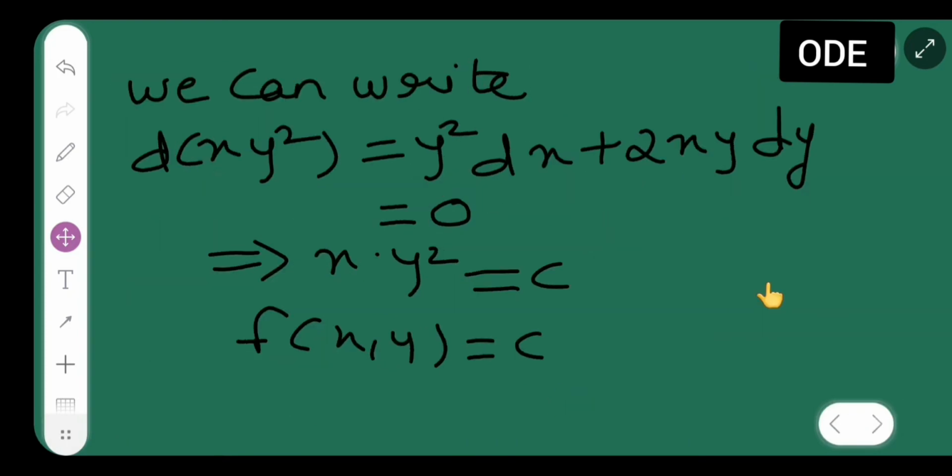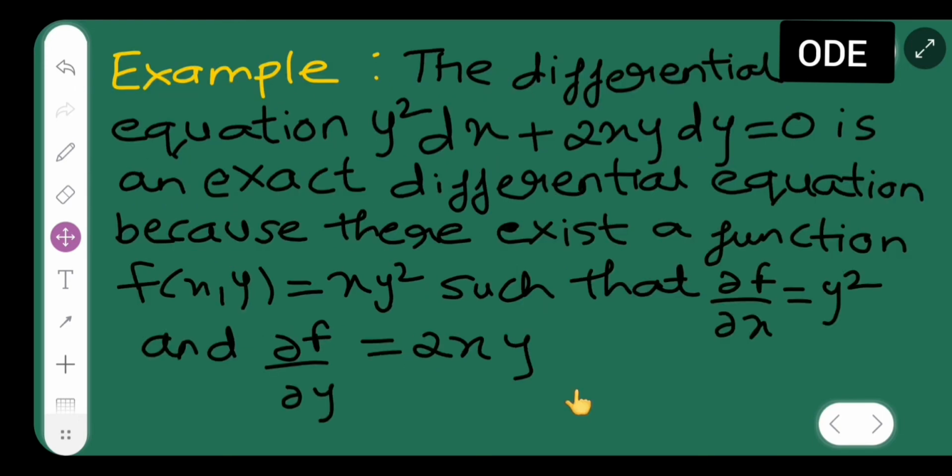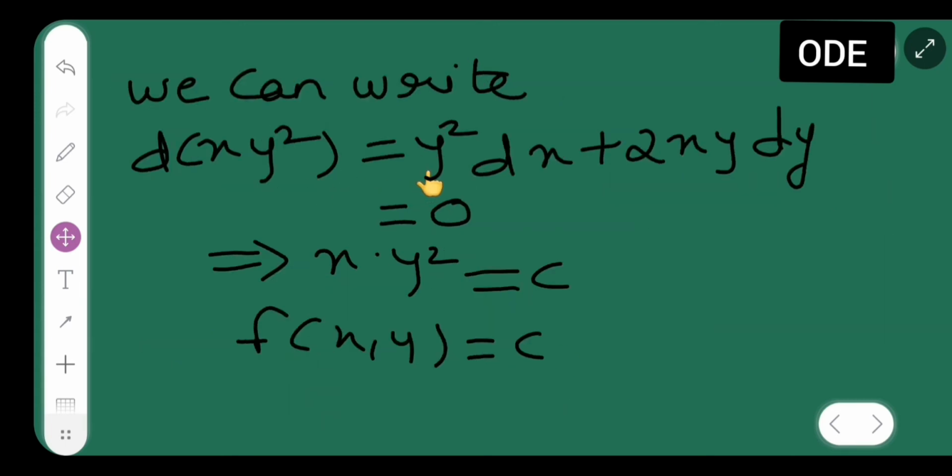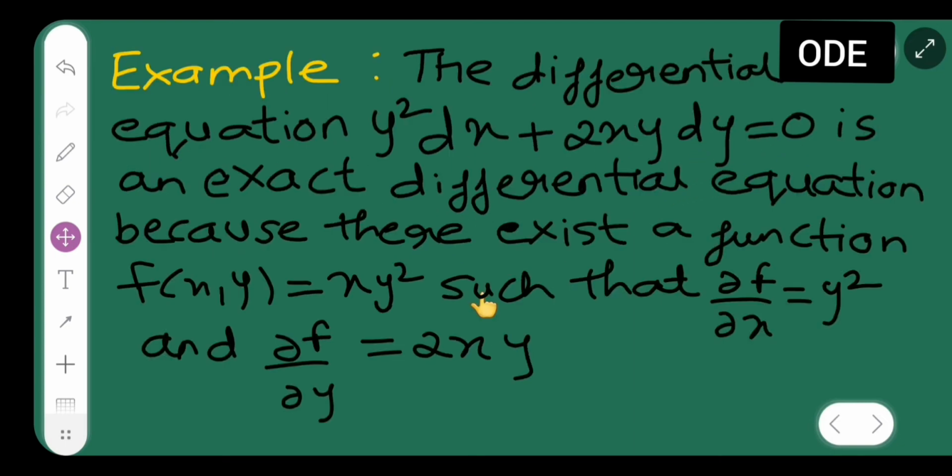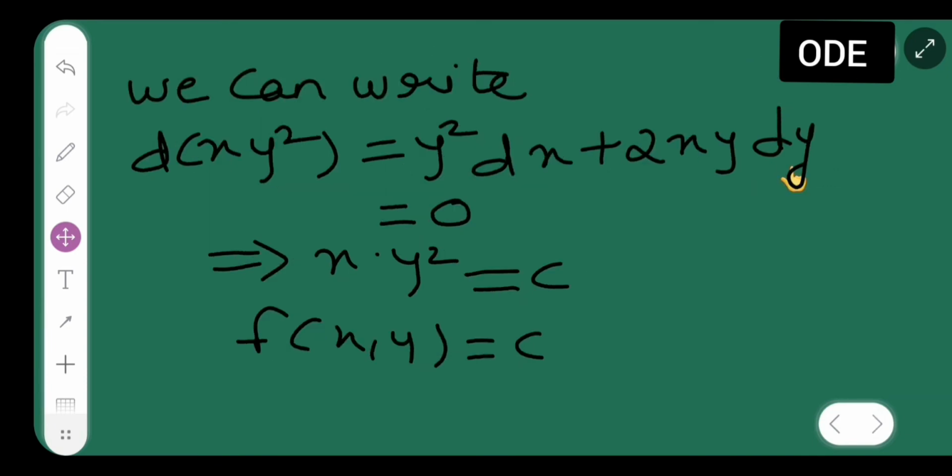Now, on the next page, we can write d of xy², the derivative of this. We are finding the derivative of this. So the derivative of this will be equal to y² dx plus 2xy dy. Now what is this equal to? This is equal to 0.